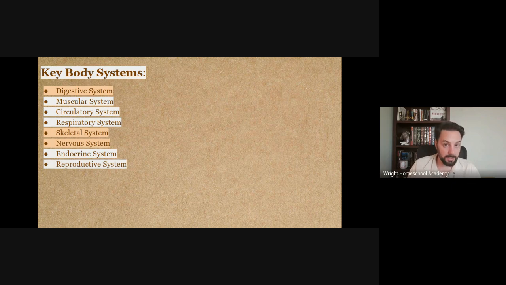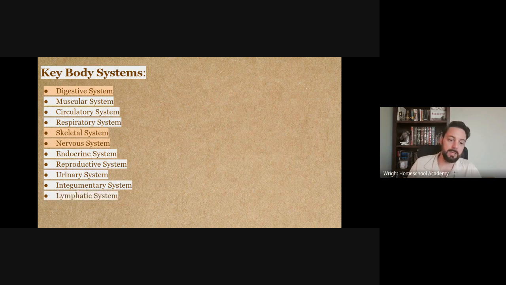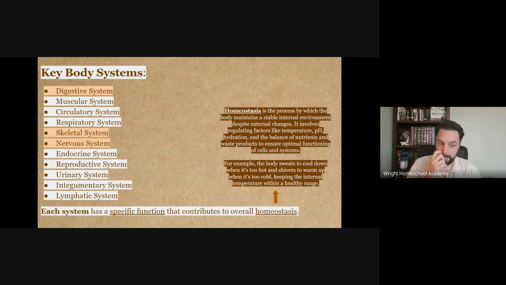The reproductive system, of course, is offered as an elective at the end as 2 separate classes. The urinary system, so your kidneys, your ureters, your urethra. The integumentary system, so a big fancy word, but it just means your skin, hair, nails. The lymphatic system, okay? And each system has a specific function that contributes to overall homeostasis. This is a word that you will hear in basically every class that you take in this course, homeostasis. So if you're taking notes, definitely want to add this one to it.